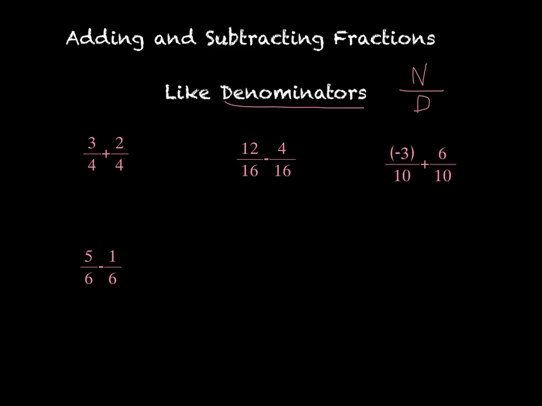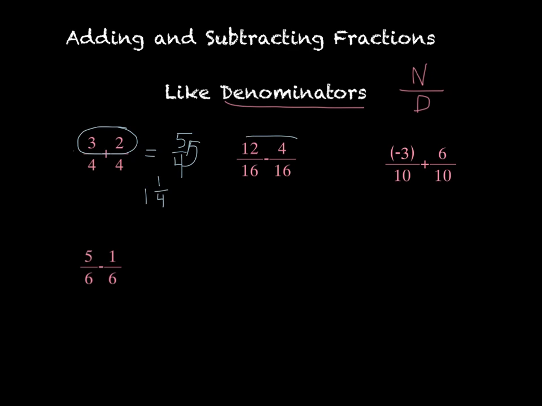So if I did this one here, 3/4 and 2/4, I'm just adding our top numbers. 3/4 plus 2/4 is going to equal 5/4, and we know that that's an improper fraction. We know that 4 goes into 5 one time. We're left with 1 left over. So 1 and 1/4 would be your answer.